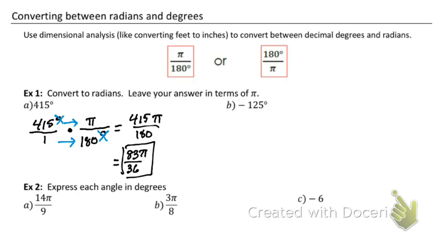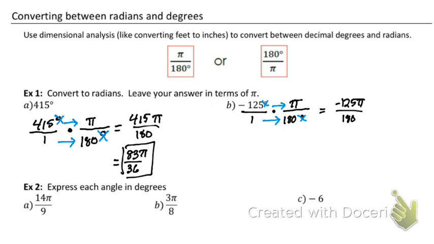Once again, we're thinking, well, I'm going to picture that as a fraction. To get rid of degrees, I'm going to put degrees down there. We know 180 degrees equals pi. So pi over 180 is actually multiplying by 1. You're allowed to multiply things by 1. Our degrees would cancel out, and we will multiply straight across. And that would equal negative 125 pi divided by 180.